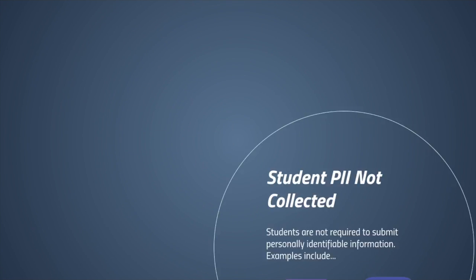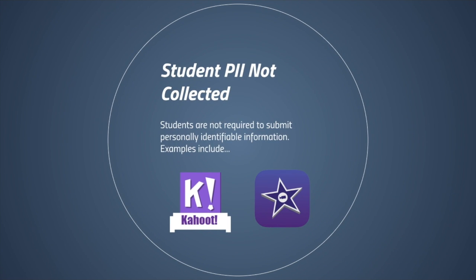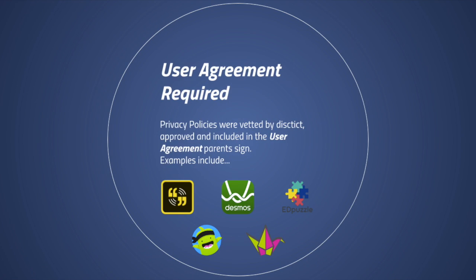Some tools do not collect student data, such as Kahoot and many iPad apps. These are marked as Student PII Not Collected. Most tools are marked as User Agreement Required. These tools collect student data, handle and protect it appropriately, but do not have a contract with the district. This means that a parent's signature on the iPad or Chromebook user agreement is required before you are clear to use it. That signature gives permission for student data to be shared with the company that runs the tool.